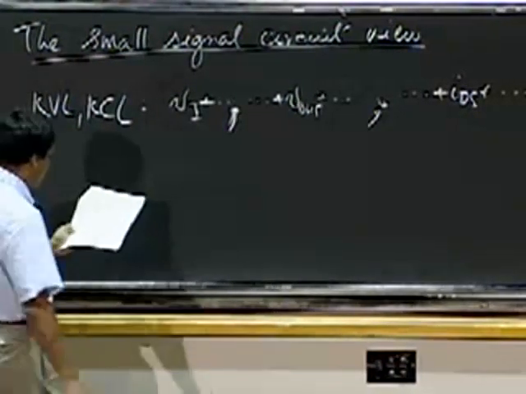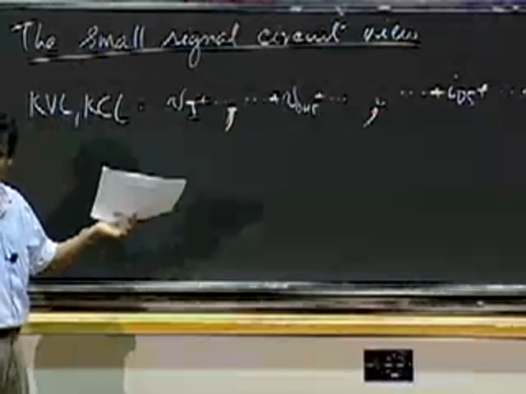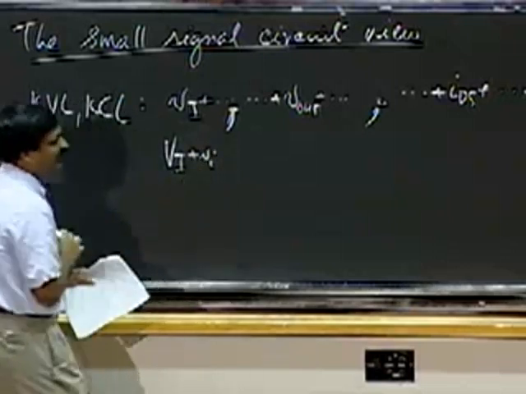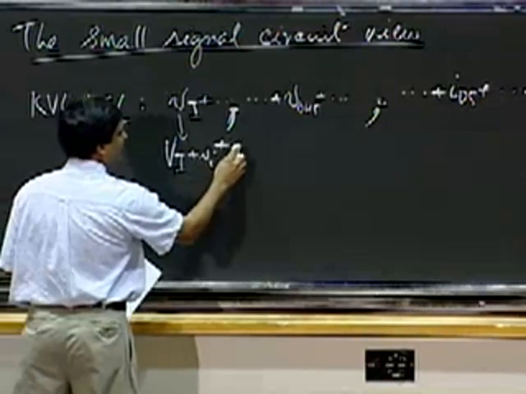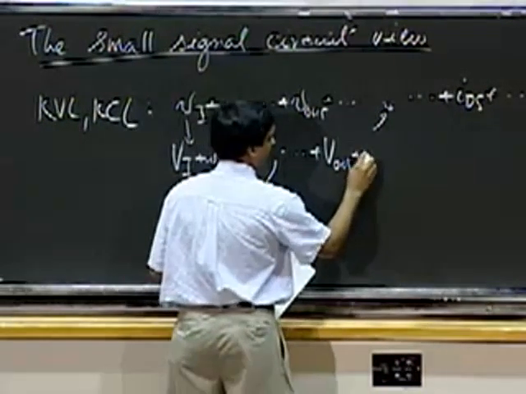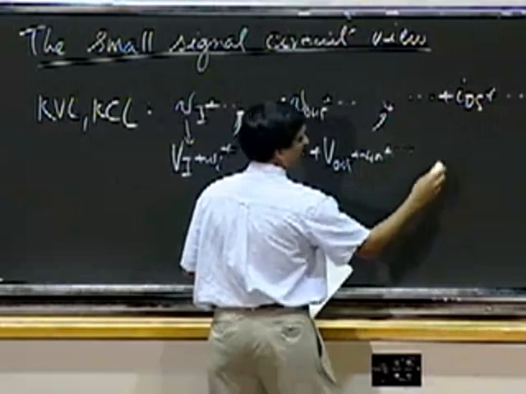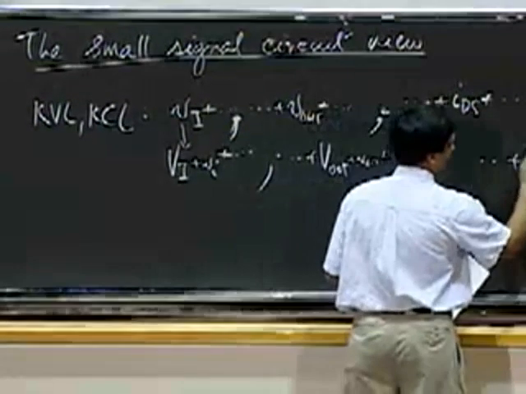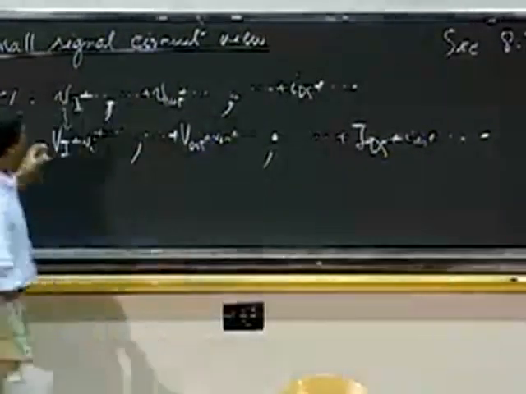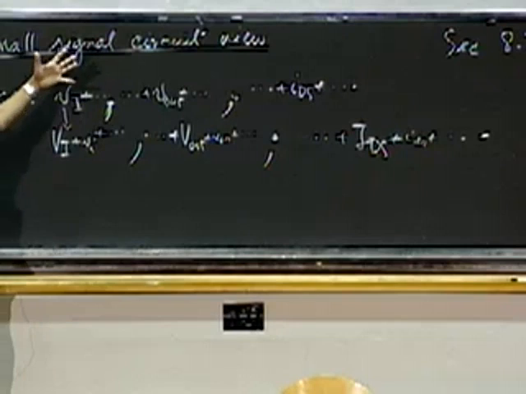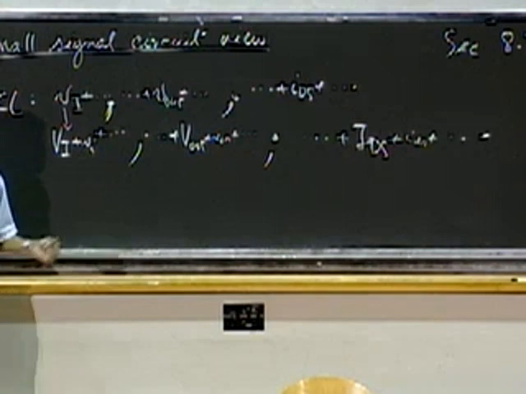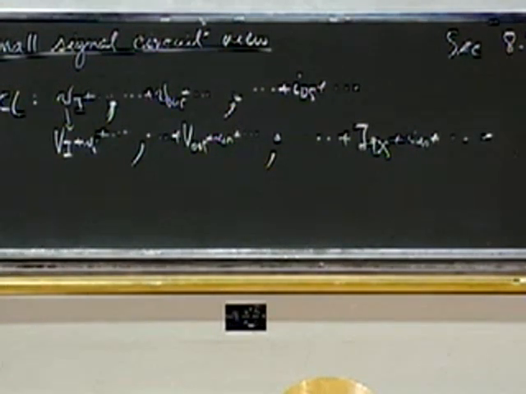Okay, so what I do next is replace each of these with the bias plus the small signal. So I get the bias plus the small signal and keep the equations the same. All I've done is, in my big set of KVL, KCL equations, I've simply replaced the total variable with the large signal variable and the small signal quantity. Then comes the key trick.